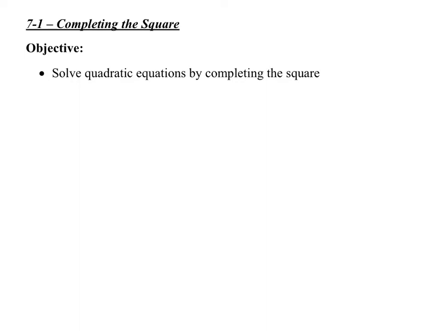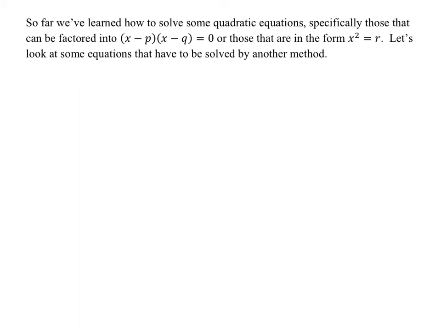Of completing a square to do this. First, what we've seen so far this year are things that can be factored into something that looks like what's on the board, x minus p and x minus q, or we have those that are in the form x squared equals r. But we have to look at another method to solve the following equation.